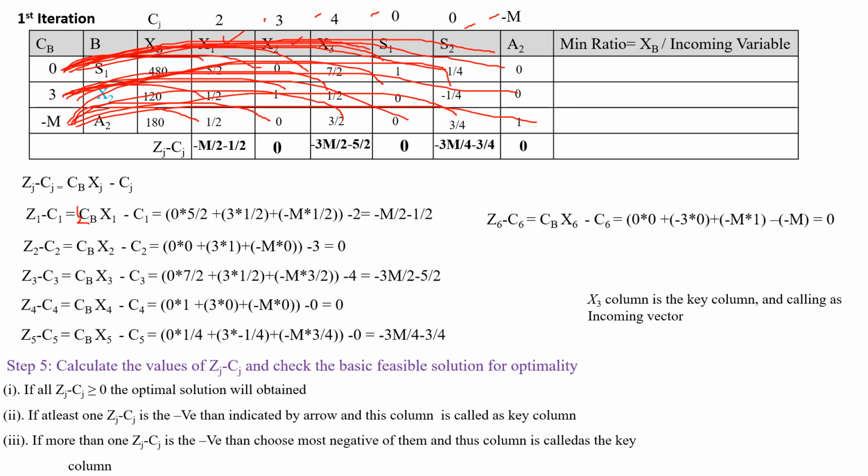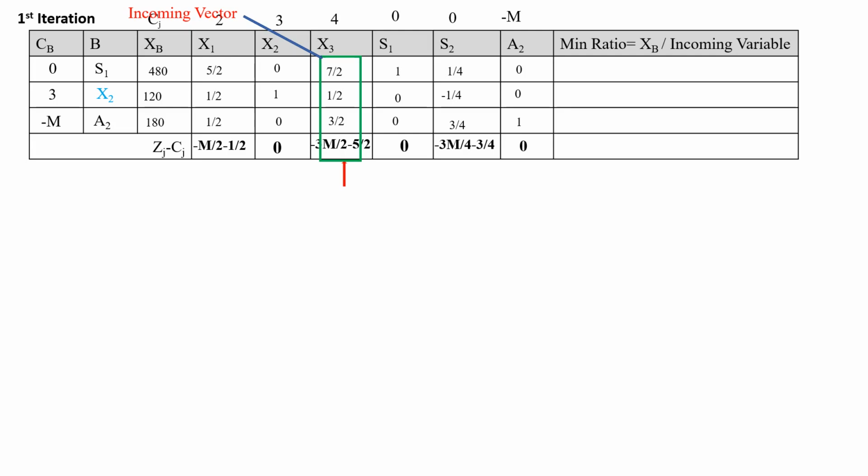Here we have to observe and select the most negative value. Here the negative values are minus 3M by 2 minus 5 by 2, another one is minus M by 2 minus 1 by 2, and next one is minus 3M by 4 minus 3 by 4. Among these values, you have to select the most negative value. Here the most negative value is minus 3M by 2 minus 5 by 2. So that is the x3 column. That x3 column we are calling the key column, and the x3 variable is entering the basis.